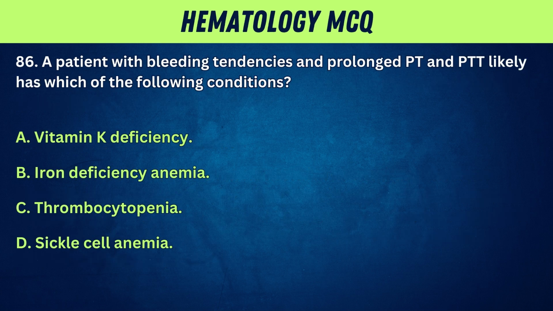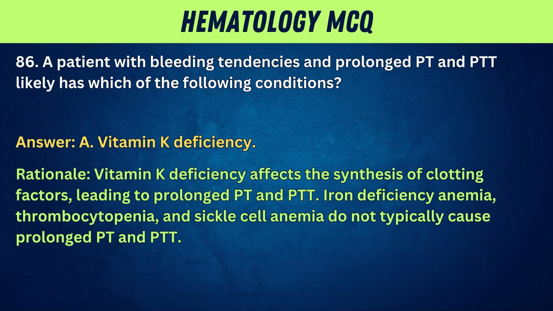86. A patient with bleeding tendencies and prolonged PT and PTT likely has which of the following conditions? A. Vitamin K deficiency. B. Iron deficiency anemia. C. Thrombocytopenia. D. Sickle cell anemia. Answer: A. Vitamin K deficiency.